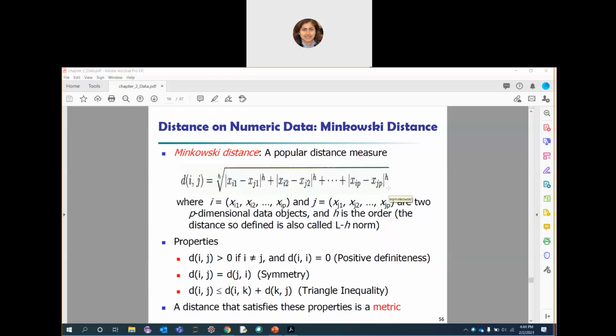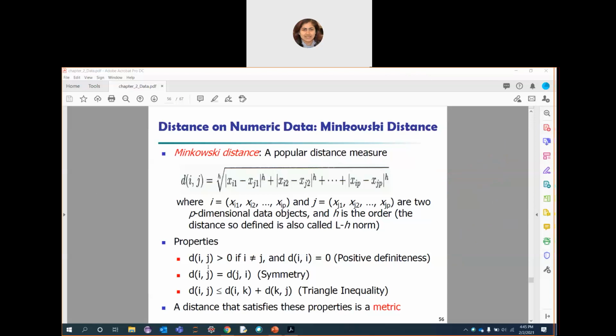Okay, so we have to keep the p as the number of attributes to be consistent. If you have the h value as 1, that is called the L1 norm, and that type of distance is called the Manhattan distance. If you have the h value as 2, then that is called the L2 norm and it is called Euclidean. We will see the pictures. These are the two types, I'm mentioning that just to remove confusion.